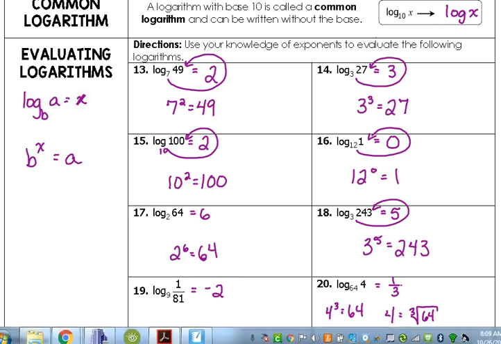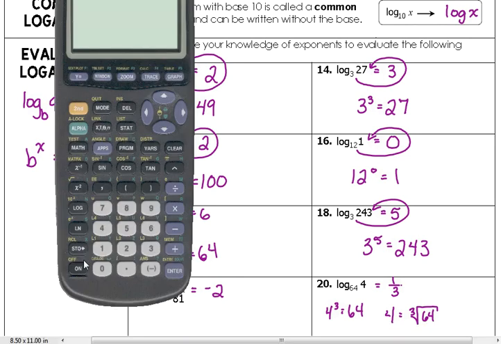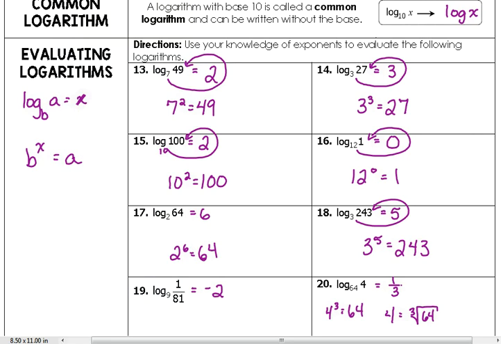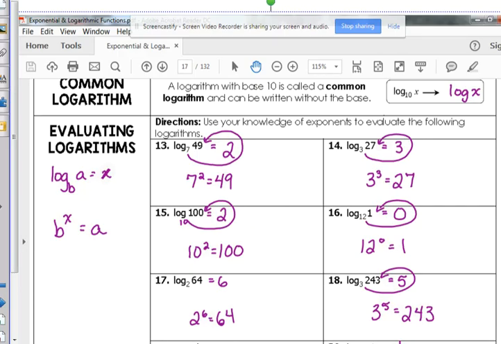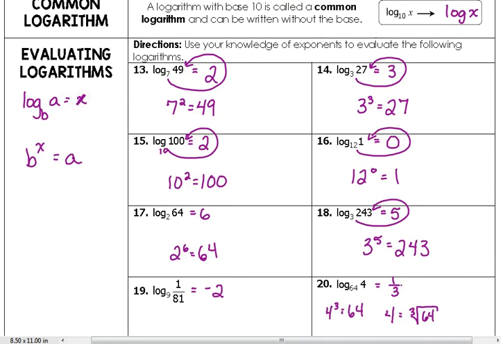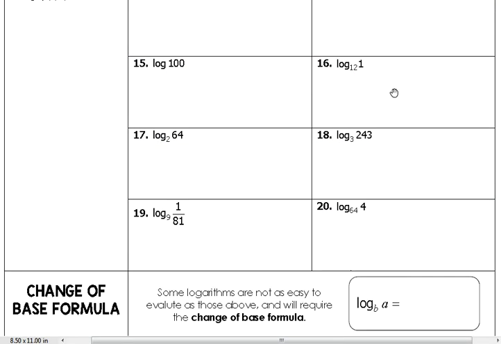64 to the 1/3 equals 4. If you don't believe me, type it into your calculator, okay? 64 raised to the, you've got to put in parentheses, 1/3 is 4. Now, I'm getting ready to show you something that will let you figure out things like number 20 when it's not quite so obvious what the answer is. Because I know that one was hard.